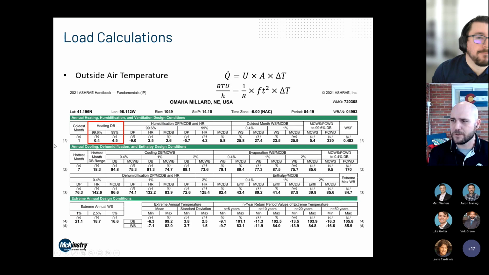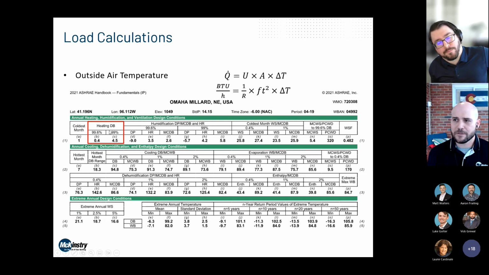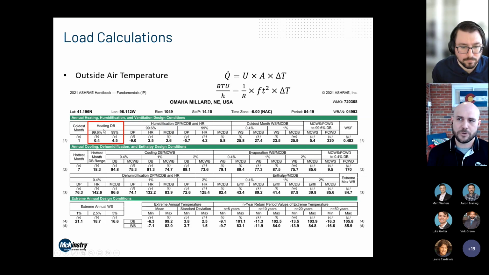But what you are going to look at, on the heating side, is maybe 99% of the time. In an average year, 99% of the hours of the year, the temperature will be above 4.5 degrees. If you want to go a little more extreme, 99.6% of the time, with 8,760 hours in a year, I think I've done that math in my head enough times, it's like 34 hours a year, the temperature will be above 0.4 degrees in Omaha, Nebraska.